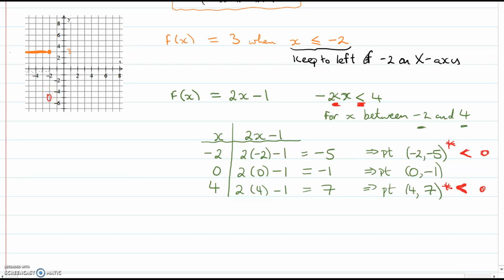Negative 2, negative 5, and there's another one at 4, 7, so over to 4 and up to 7 and an open circle there. And the other point we had, now we only do the open circles for the end points, for the -2 and 4. But the other point we had was 0, -1. So over to 0 and down to -1. So that's an ordinary regular dot.